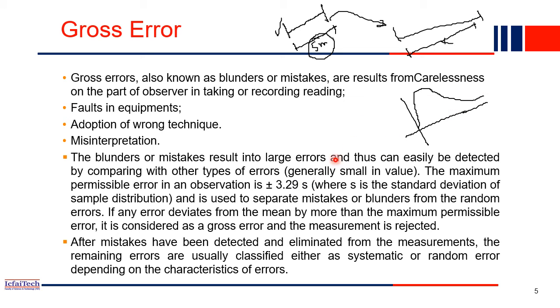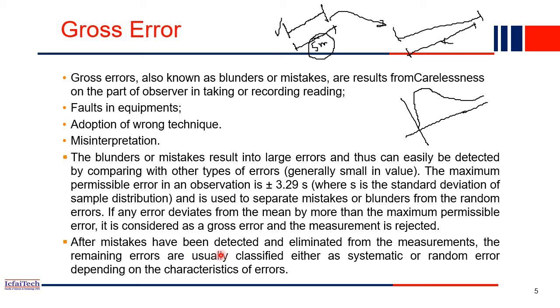So standard deviation multiplied by 3.29 will give you how much error, permissible error, can be allowed in the reading. And it is used to separate mistakes or blunders from random error. So if any mistake derived by means of the mean is more than the maximum permissible error, it is considered a gross error and the measurement will be rejected, right? So if the error is very high, more than this value, then obviously the measurement is rejected and we have to resurvey the entire region.